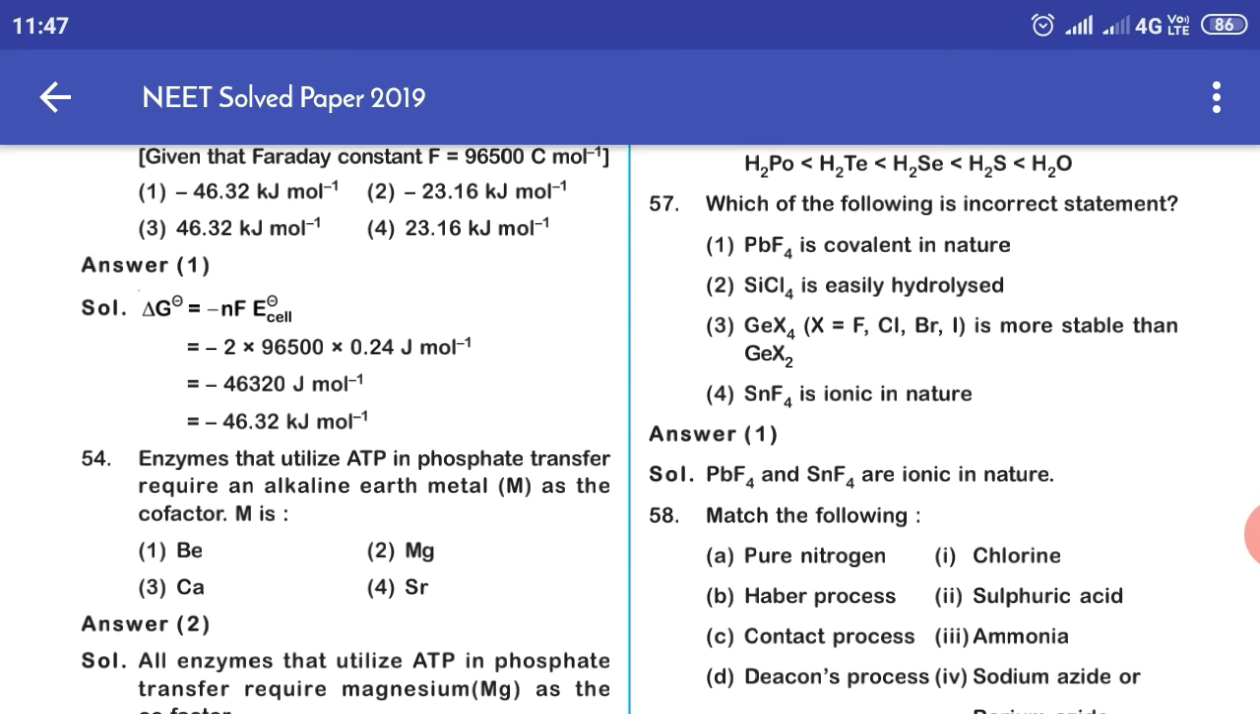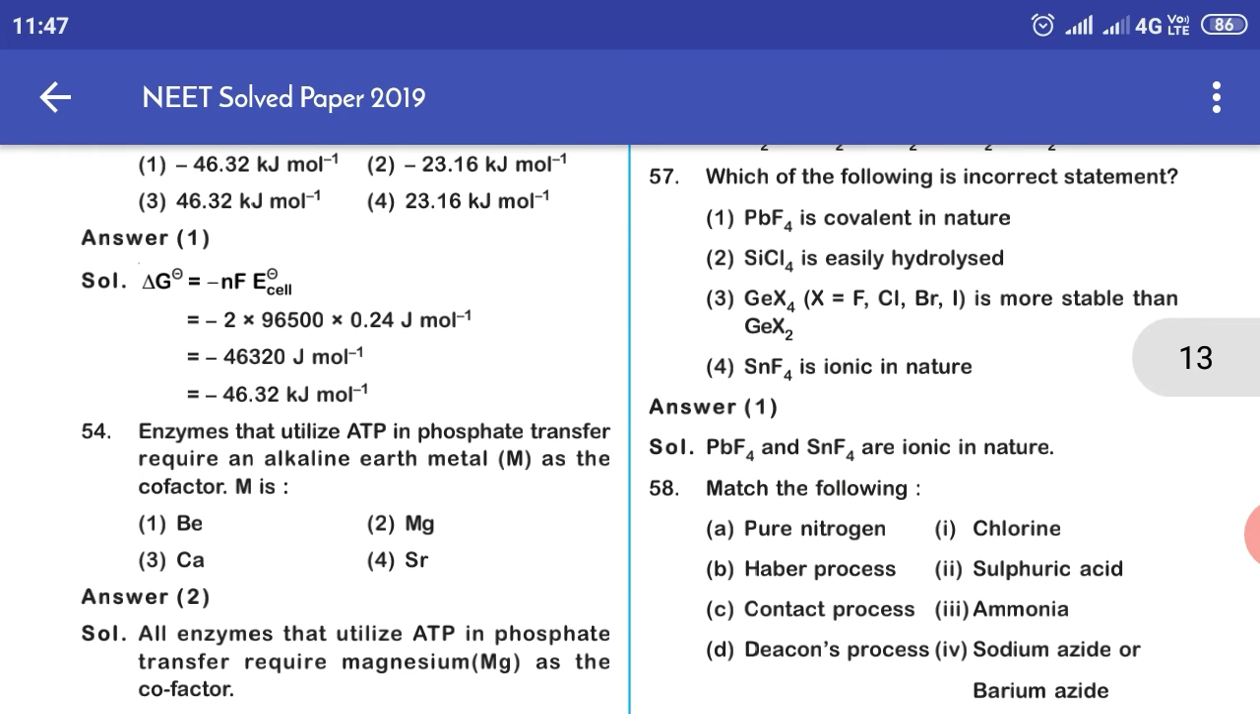PbF4 is covalent, SiCl4 is easily hydrolyzed, GX4 (X being fluorine, chlorine, bromine, iodine) is more stable than GX2, or SnF4 is ionic in nature. You have to remember SnF4 and also lead fluoride is ionic in nature, not covalent. They form by complete transfer of electrons, not sharing. So these two are ionic in nature, not covalent. Option 1 is the correct option.